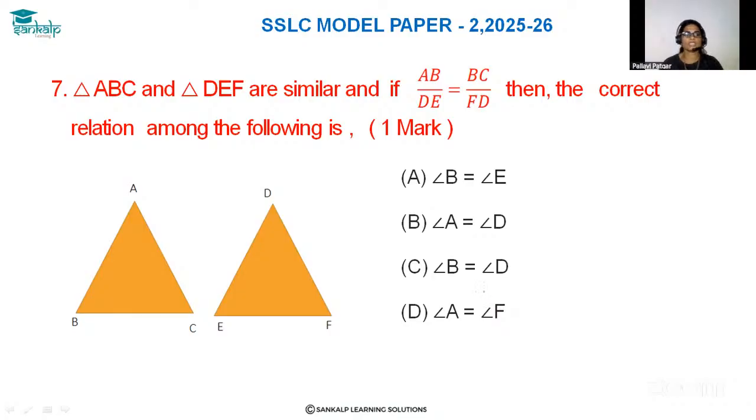So here, for similarity to be established by the side angle side criterion, the angle between the proportional sides must be equal. So in triangle ABC, the angle between sides AB and BC, which is it?